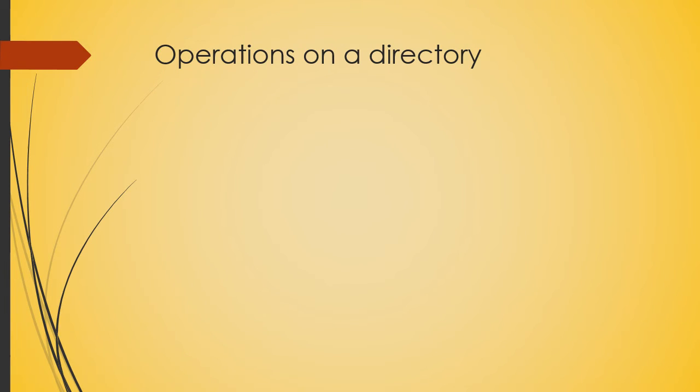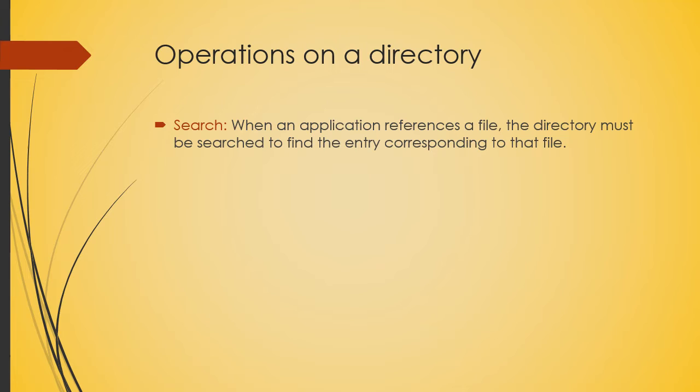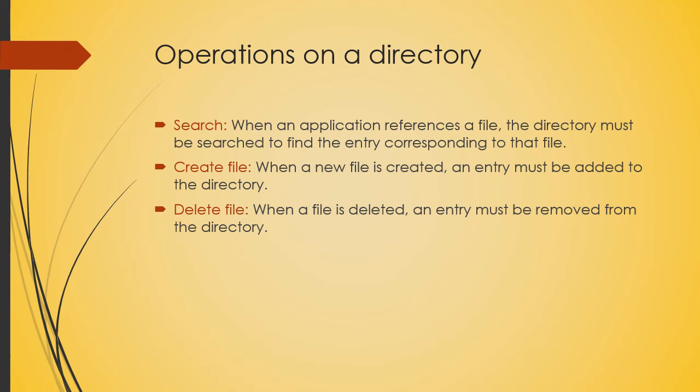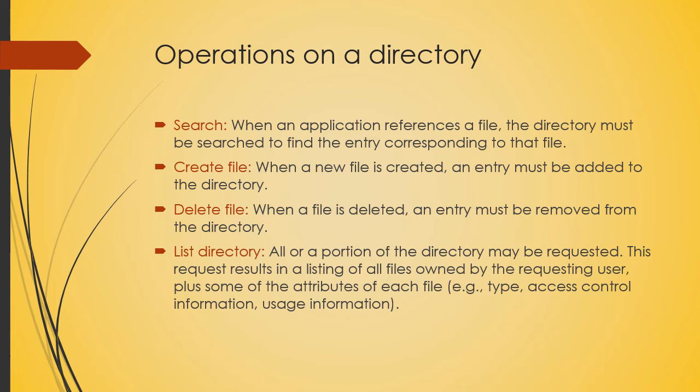Operations on a directory. Search. When an application references a file, the directory must be searched to find the entry corresponding to that file. Create file. When a new file is created, an entry must be added to the directory. Delete file. When a file is deleted, an entry must be removed from the directory. List directory. All or a portion of the directory may be requested.